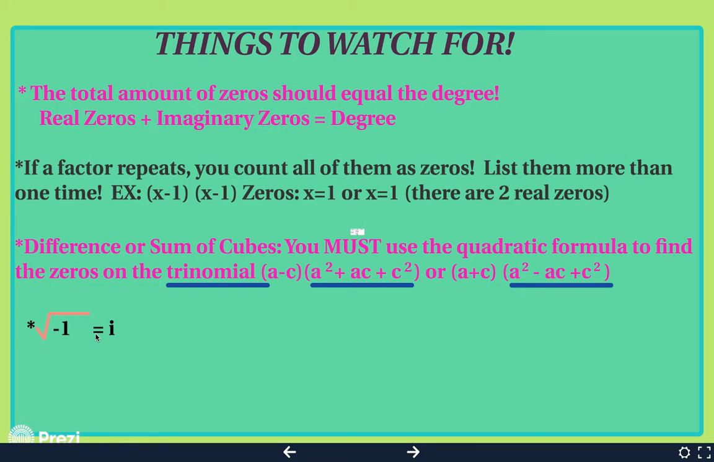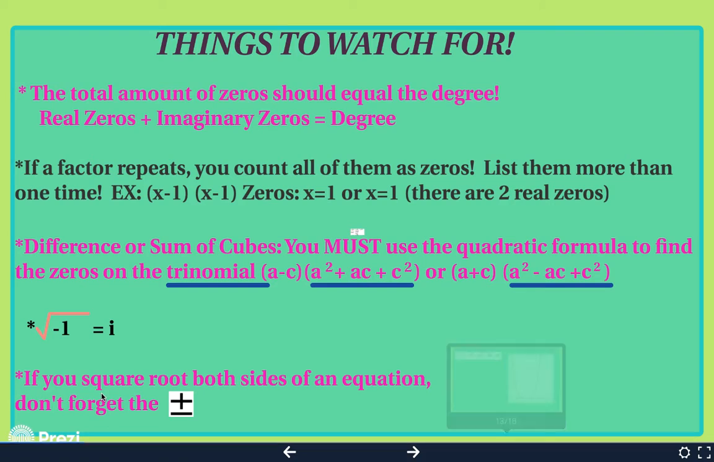Don't forget, you guys, if you see a negative under a square root, that i must pop out to make it positive. Do not forget about that. And lastly, don't forget, if you square root both sides of an equation, a plus or minus must pop up.